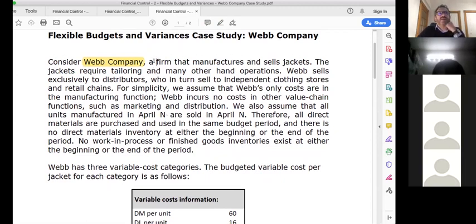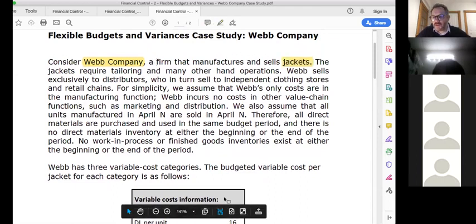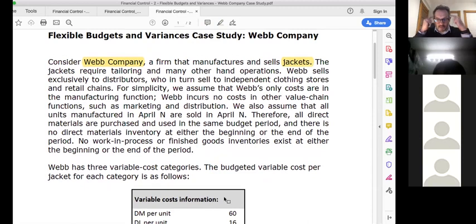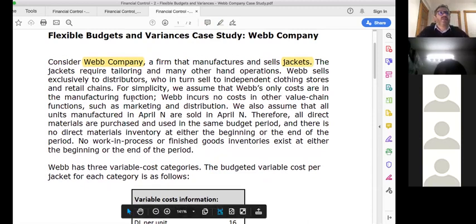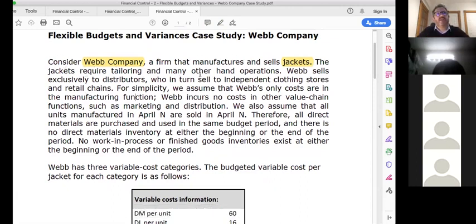So we get Web Company. It's a firm that manufactures and sells jackets. Usually when it comes to variances, we're going to use some manufacturing company because it's easier to imagine the variances. We have raw materials and stuff, so it's easy to understand the process. The jackets require tailoring and many other hand operations. Web sells exclusively to distributors, who in turn sell to independent clothing stores and retail chains. For simplicity, we assume that Web's only costs are in the manufacturing function.